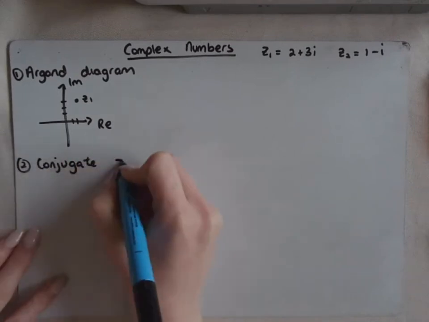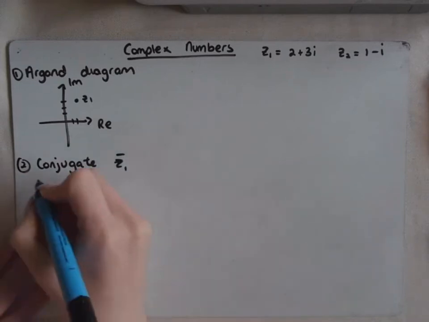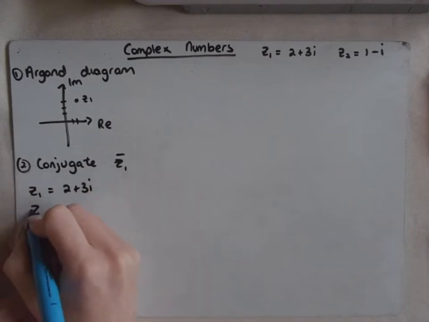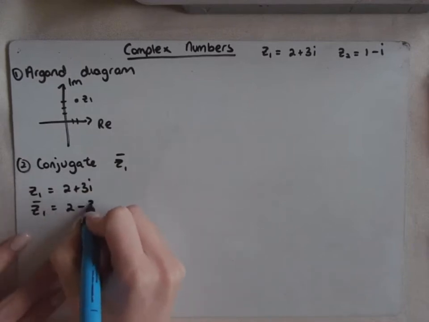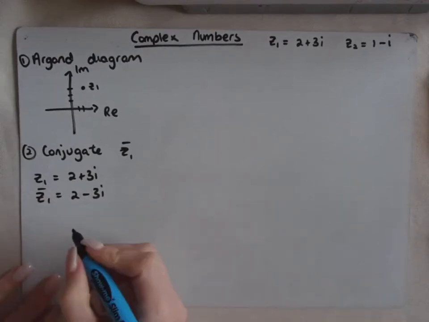Okay, the second thing they can ask for is the conjugate. So the conjugate, or z with a bar. Okay, so the conjugate of z1 is just change the i part. So 2 minus 3i. You change the sign of the i part. That's how you get the conjugate.